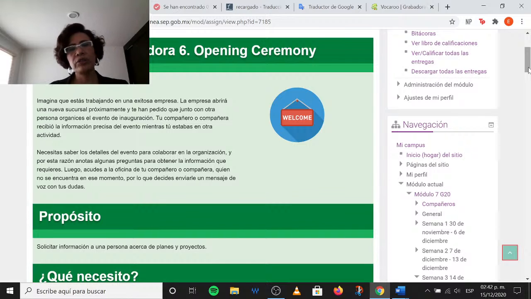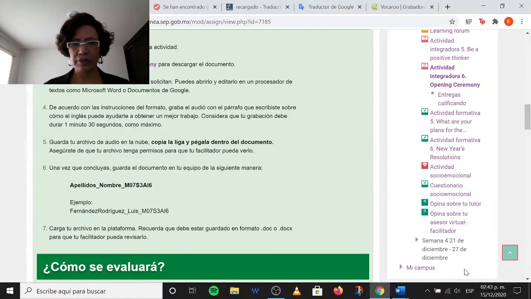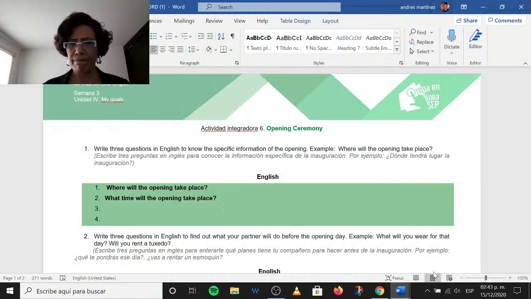And for this reason, you need to ask some questions to your partner. You go to the office, but he or she is not there, so you send a message asking about your doubts. Remember, in this case, it's very helpful to use the WH questions. Here we are. Write 3 questions in English to know the specific information of the opening. Example, where will the opening take place?